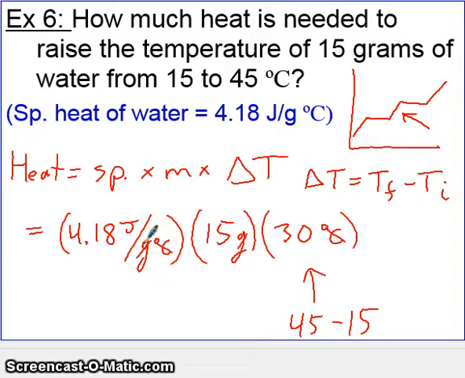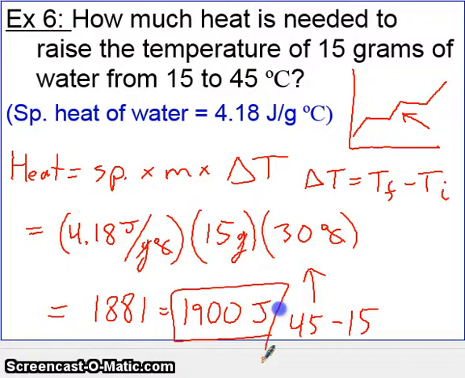So go ahead and calculate this out, multiply this through. You get yourself 4.18 times 15 times 30. And you get yourself 1,881. Now again, we have 2 significant figures, so let's just do 1,900. Again, the units are going to be joules. So if you want to heat up 15 grams of water by 30 degrees Celsius, it'll take 1,900 joules. Now in the previous example, we actually had kilojoules for our answer. In this, we have joules. We can convert this from joules to kilojoules by dividing by 1,000. And we could get ourselves 1.9 kilojoules. That's also a good answer.